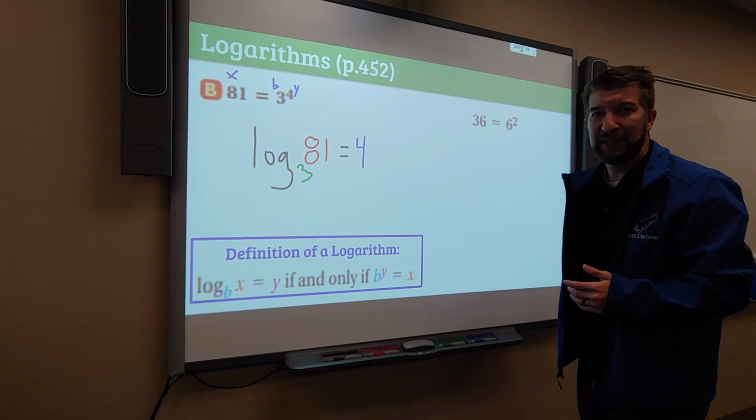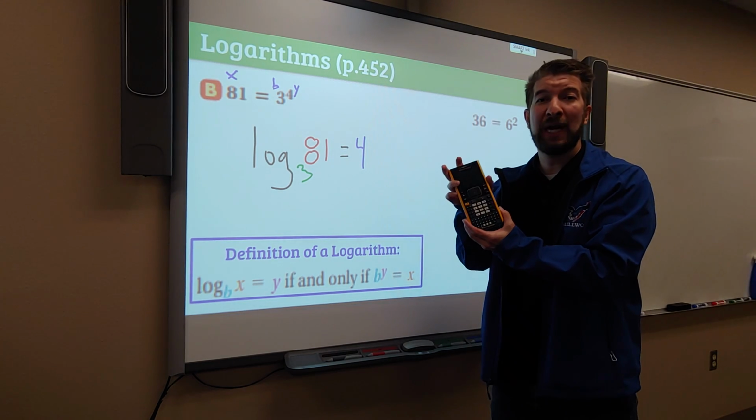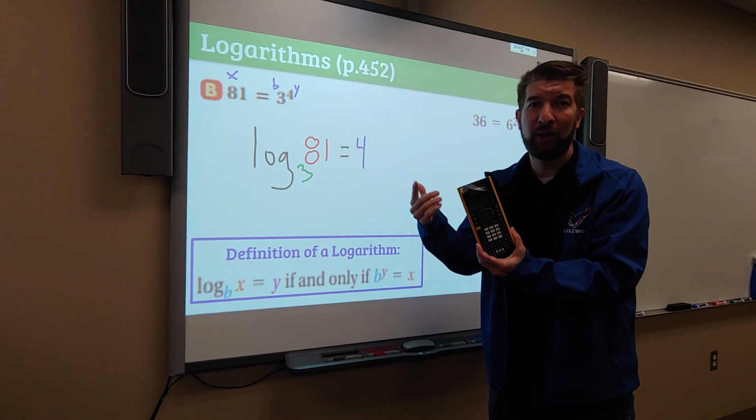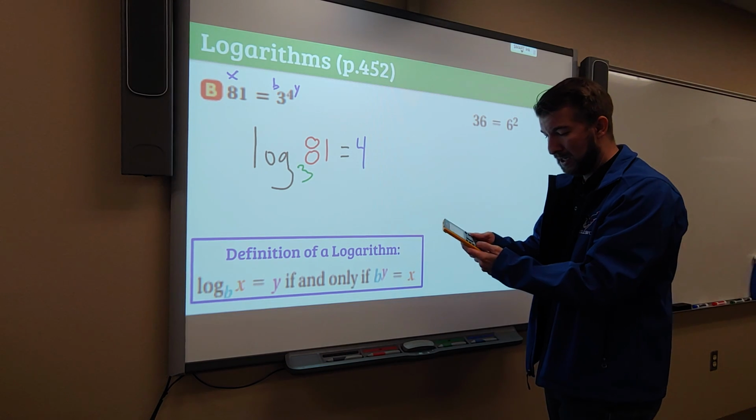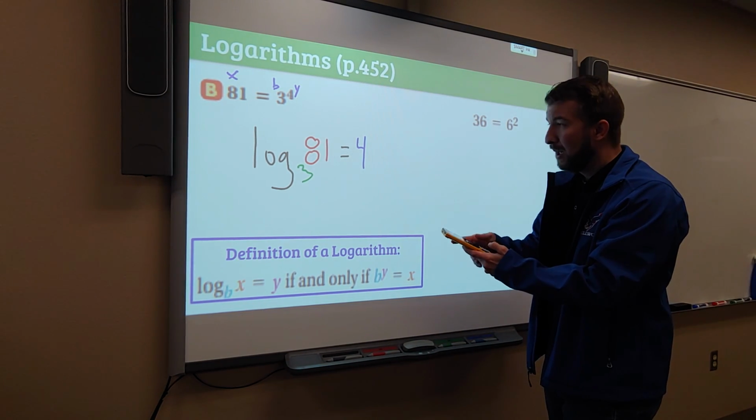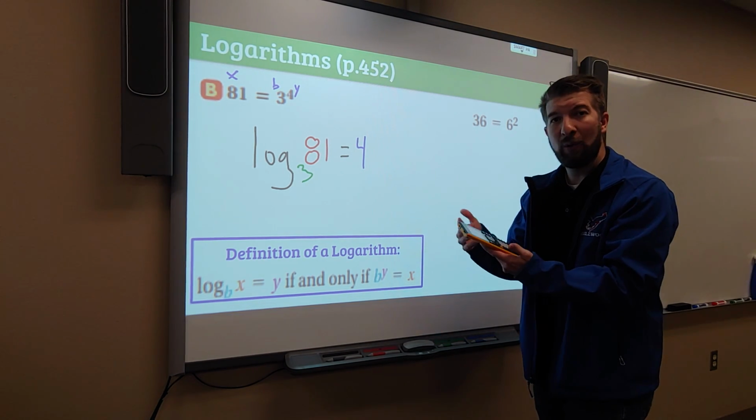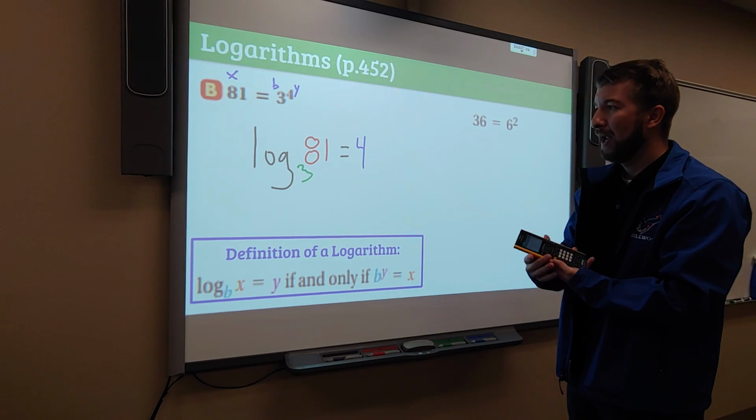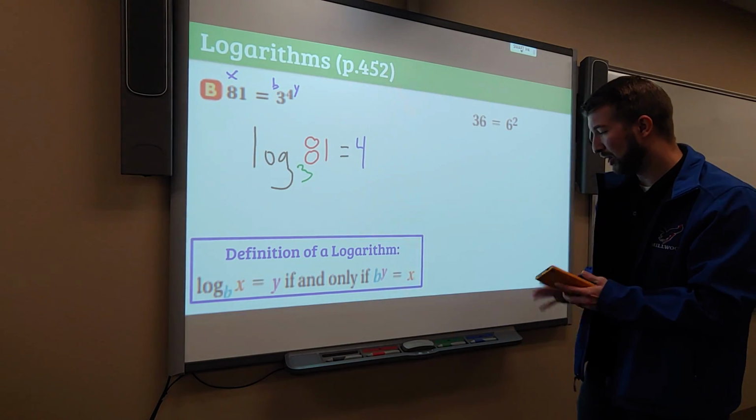Now you can type this into your calculator. I always keep a calculator in my back pocket. You never know when you might need it. So I can type this into my calculator, and let's see what I get. I get 4. That's correct. So you can check your answer by typing in log of 81 base 3, and you should get 4.